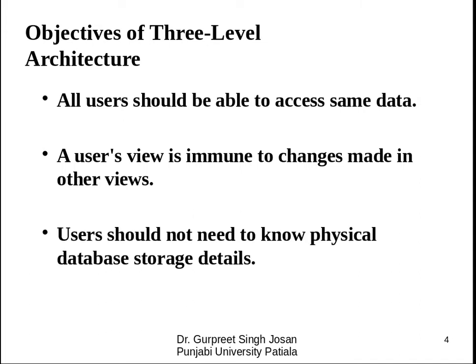The third objective of designing three-level architecture is that users should not need to know the physical database storage details. So the point is very clear that the end user should not need to know the physical database storage, whether it is stored in the C drive or the D drive, whether it is stored track wise or sector wise. Whatever the details of physical storage, the end user should not need to know those details.